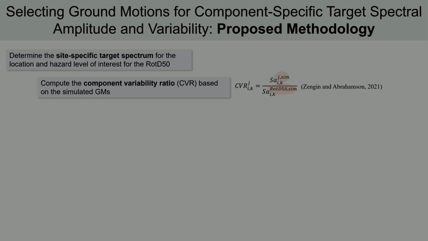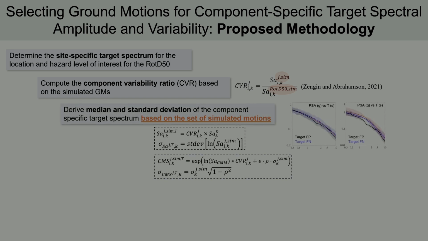Then once we extend this calculation across all the population of simulations we have, for example, now on the database, 50 of them, we calculate the median and standard deviation of the component-specific target spectrum based on the full set of simulations. And at this point, we tailored this methodology to two potential applications. One would be the deterministic spectrum, as defined in ASCE 7, so the 84th percentile of the ground motion models, and the other one the conditional mean spectrum.